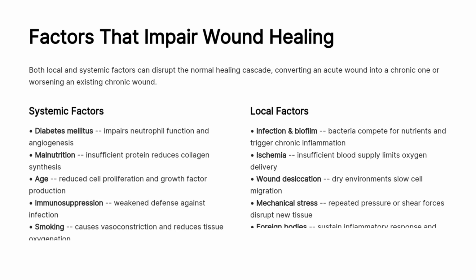Wound healing can be impaired by systemic factors like diabetes, malnutrition, age, immunosuppression, and smoking, which affect cellular functions and oxygenation. Local factors such as infection, ischemia, wound desiccation, mechanical stress, and foreign bodies disrupt healing by promoting inflammation and limiting nutrient supply.